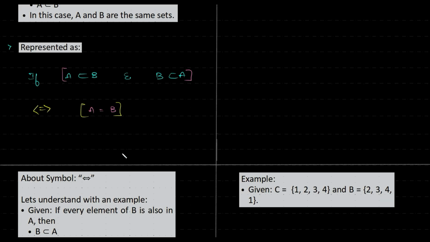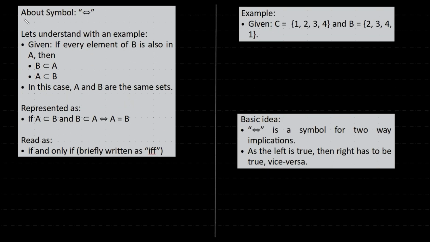Okay guys, so let me summarize this in a better manner. So we have the symbol double implies. So let's understand this with an example, and I have the same example. How do you represent this in this manner? How do you read this? If and only if. So I have an example, the same thing.